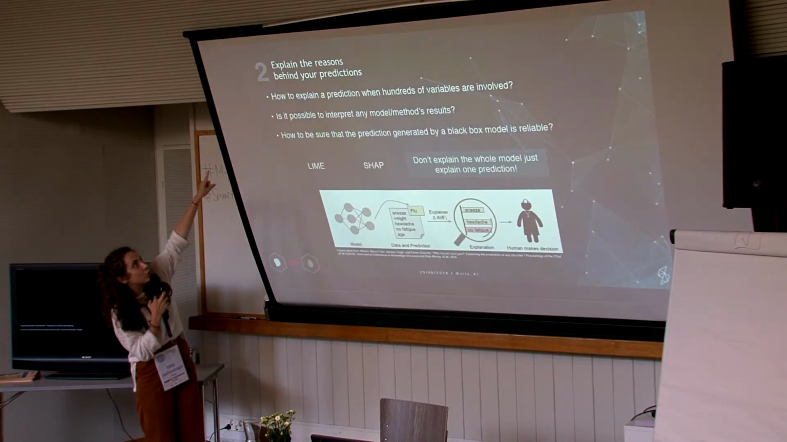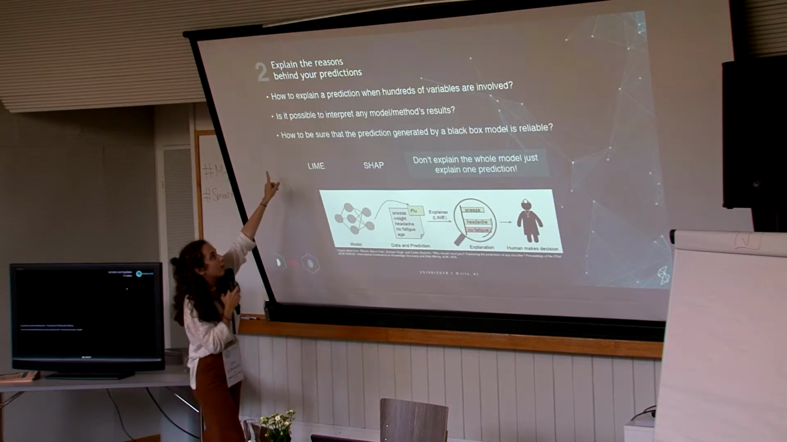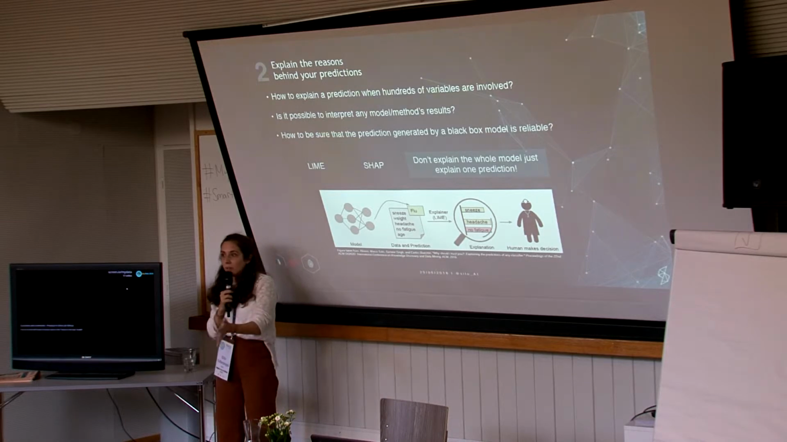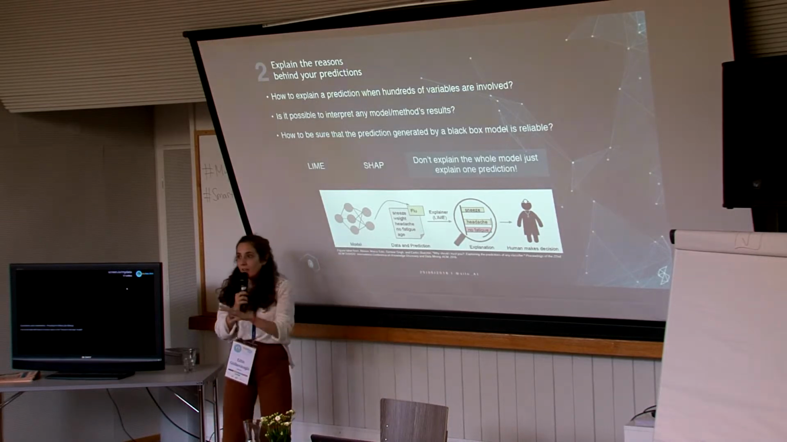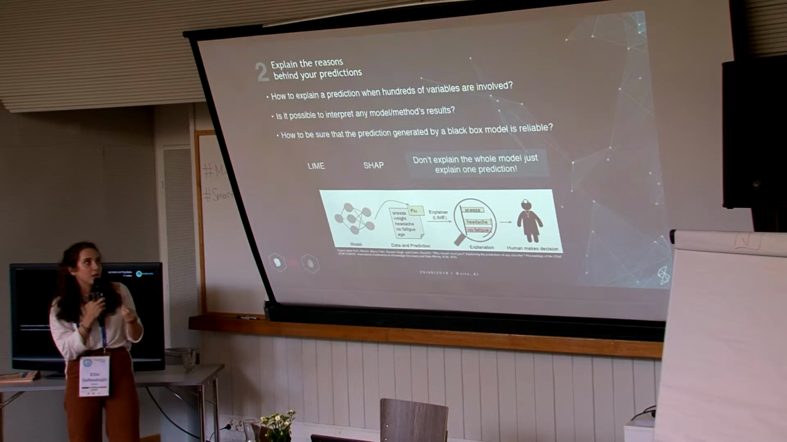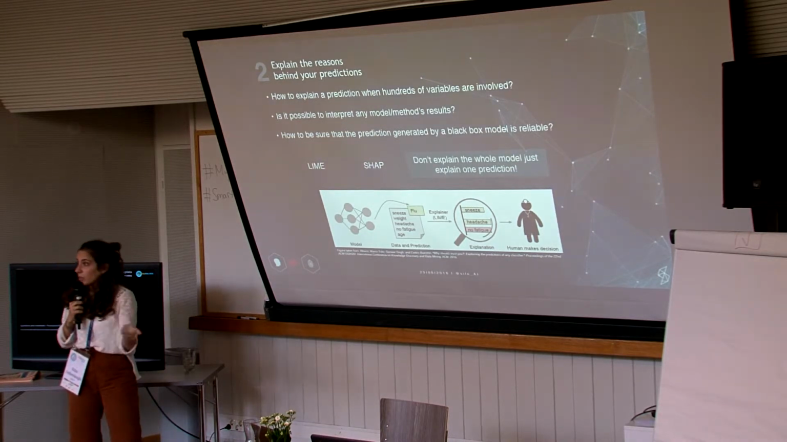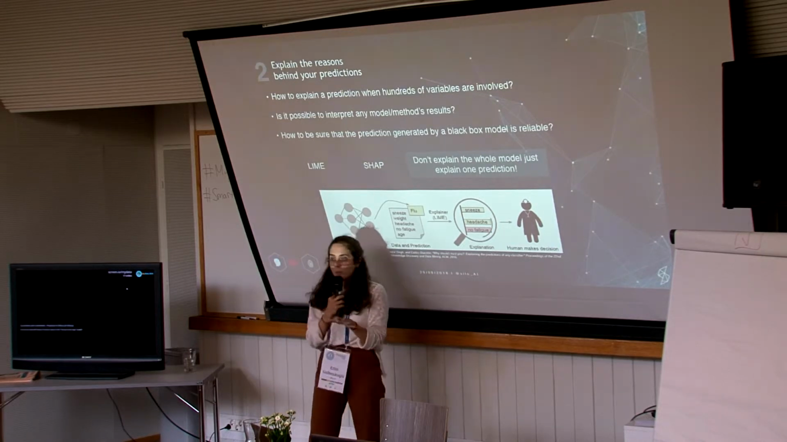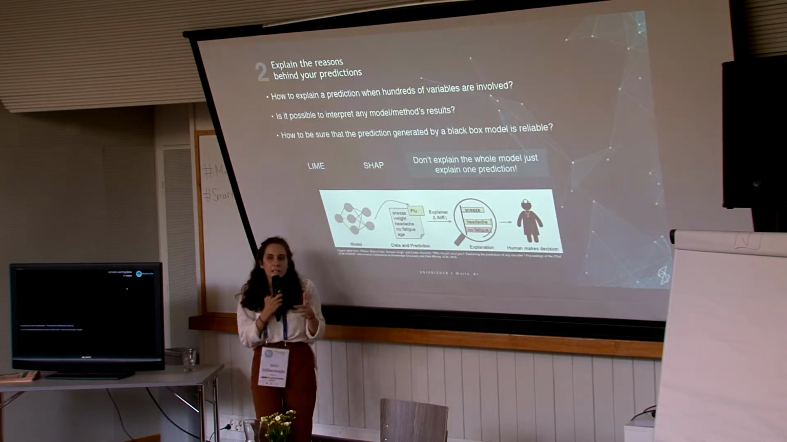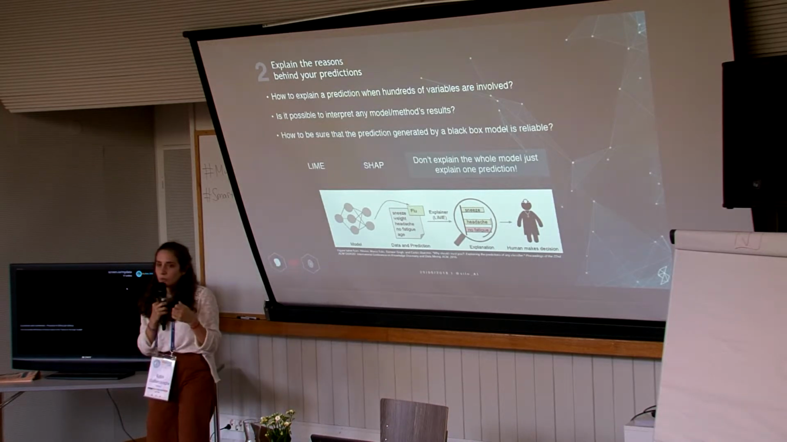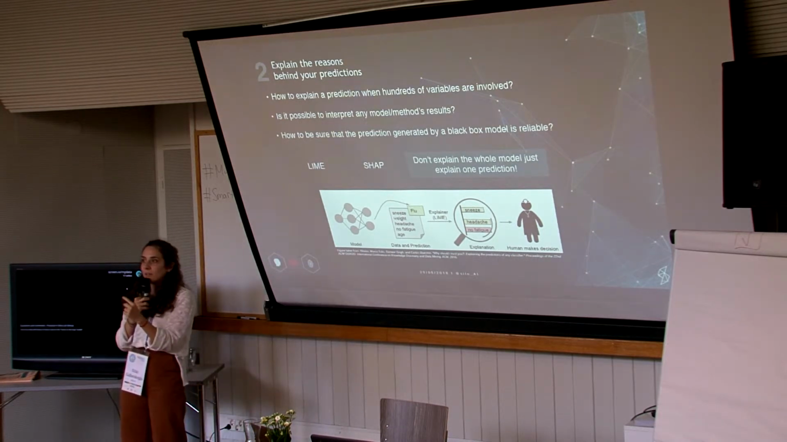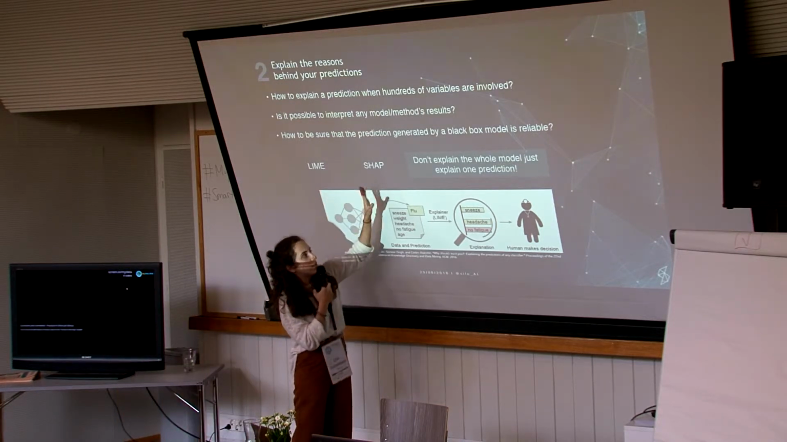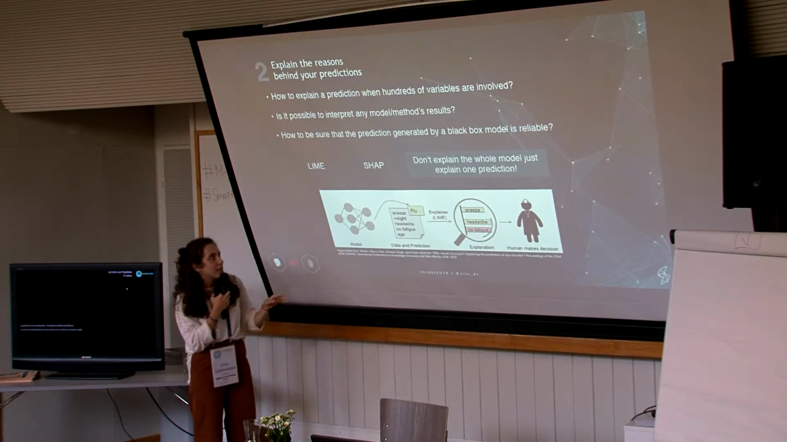So I put the first 2 questions above, and the third question is how we can actually make sure the prediction made by a very complex black box model is reliable. Can we trust these predictions? There are some techniques to tackle this problem. They don't try to explain the whole model, they try to explain just one prediction that you're trying to understand. These are the 2 techniques that I have tested.